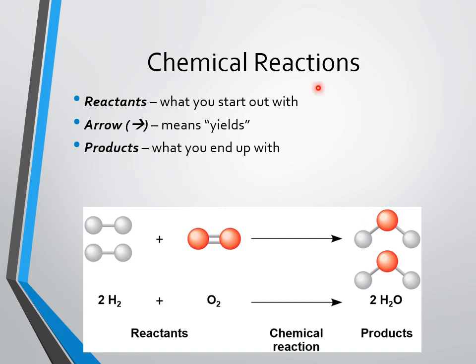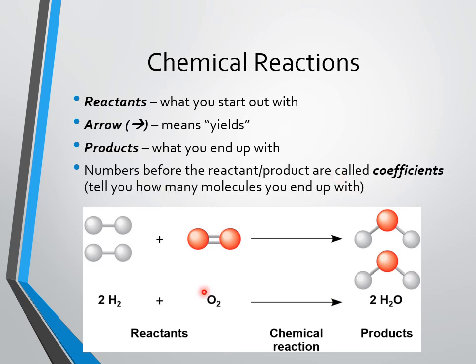Just like I said, reactants are what you start out with. The arrow means yielding, so this is what we are making. And then the products are what you end up with. The numbers before the molecules are the coefficients, and they will tell you how many molecules you have. So you had 2 hydrogen molecules over here. You only had 1 oxygen. There's not a number in front of it, you just assume that it's 1. So we have 1 oxygen molecule over here, and we get 2 water molecules.